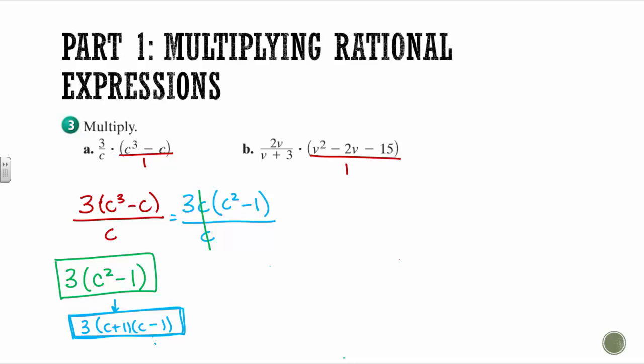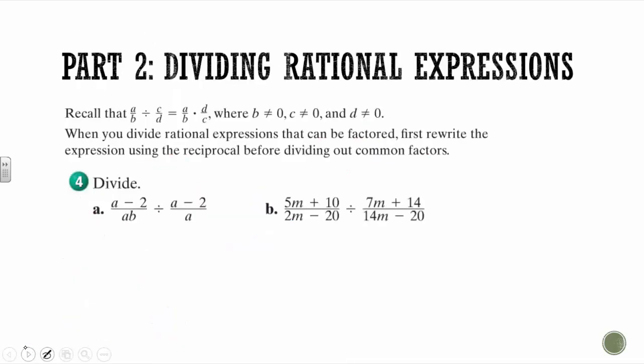So the next one I'm going to leave for you to do. You are going to have to factor this guy here and see if it can cross off with anything anywhere else. So this brings us to division.